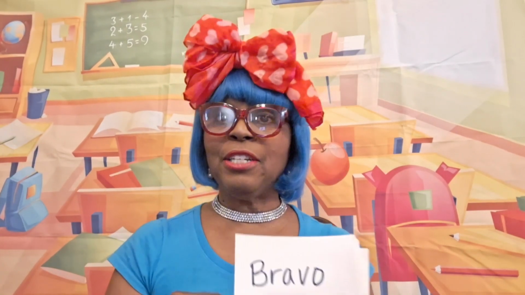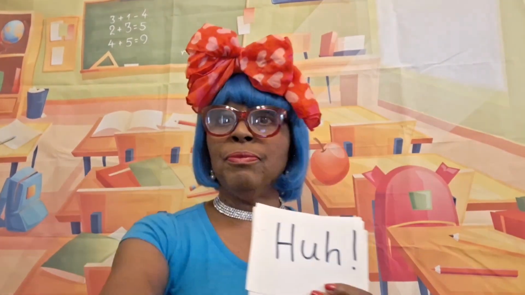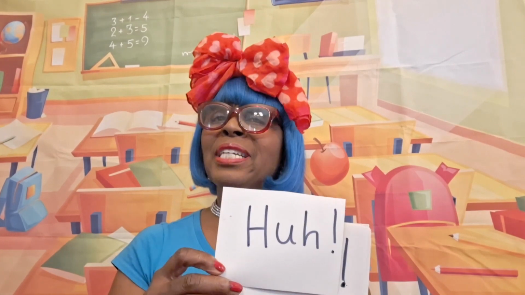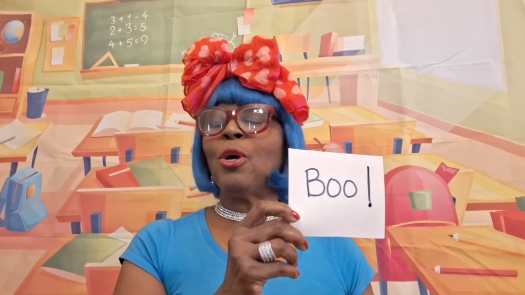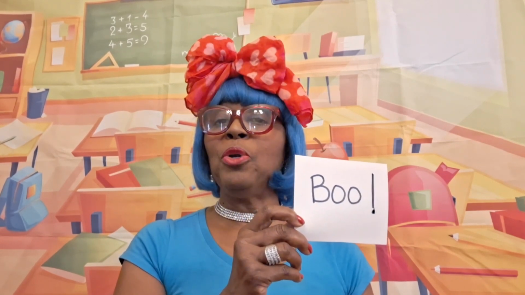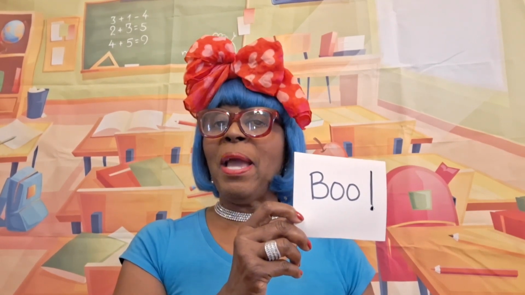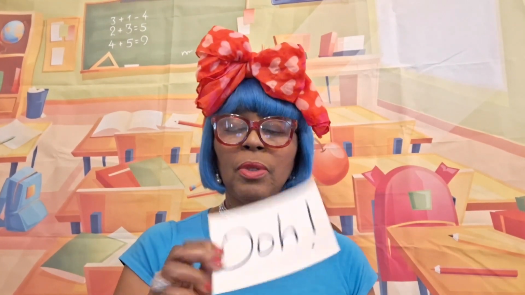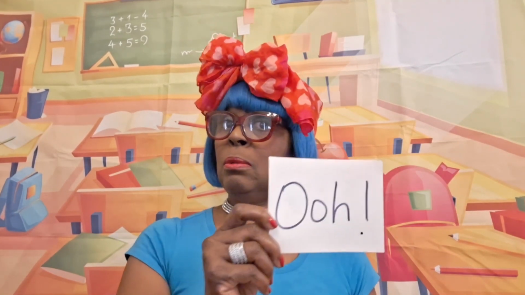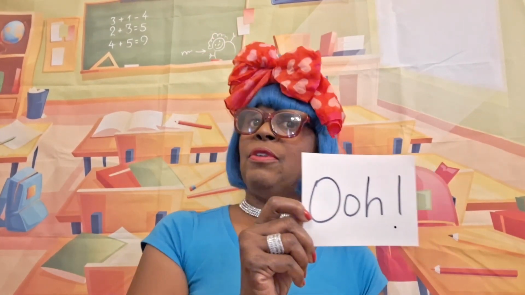Interjections. Here are some examples. Yay, right? That's an interjection. Bravo, interjection. And when you don't understand something, you say, huh? That's an interjection. Boo, when you don't like something. Sometimes when you go to a sporting event, you might boo the referee. If you're at a basketball game and he makes a bad call, the audience says, boo, interjection. Oh, like you don't understand.